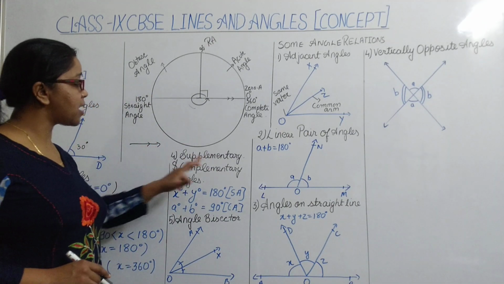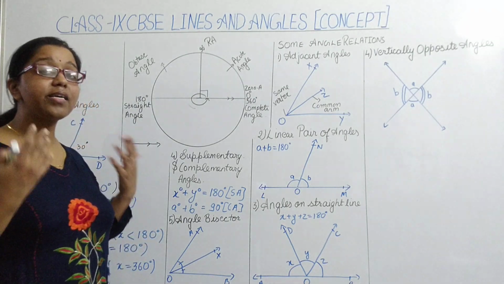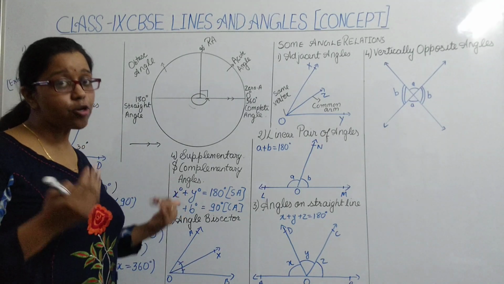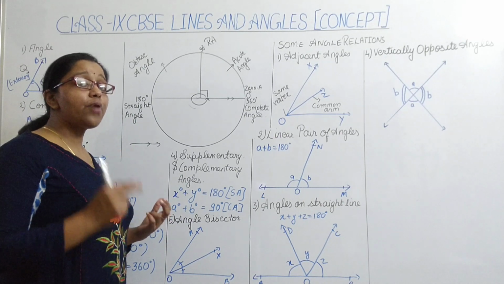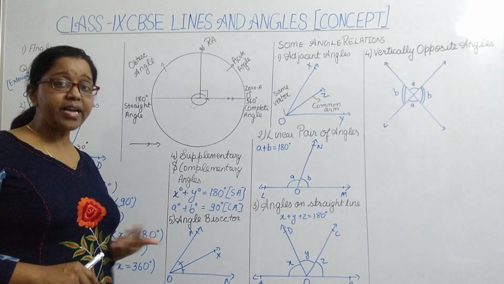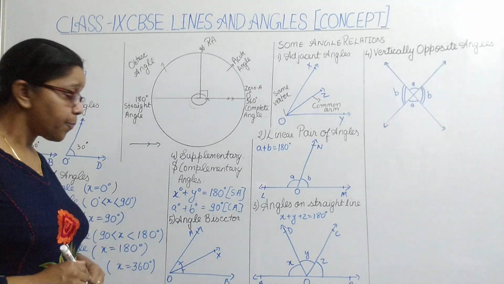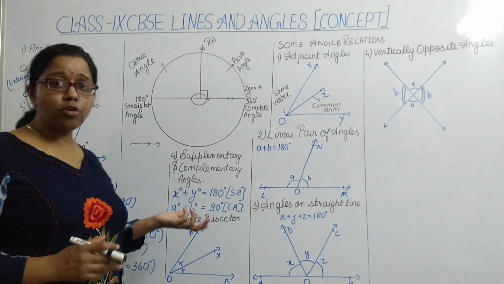Now moving to supplementary and complementary angles. When are angles said to be supplementary and complementary? If you have two angles and the sum of those two angles is 180 degrees, then those two angles are called supplementary angles. Okay. You can get a question like this.